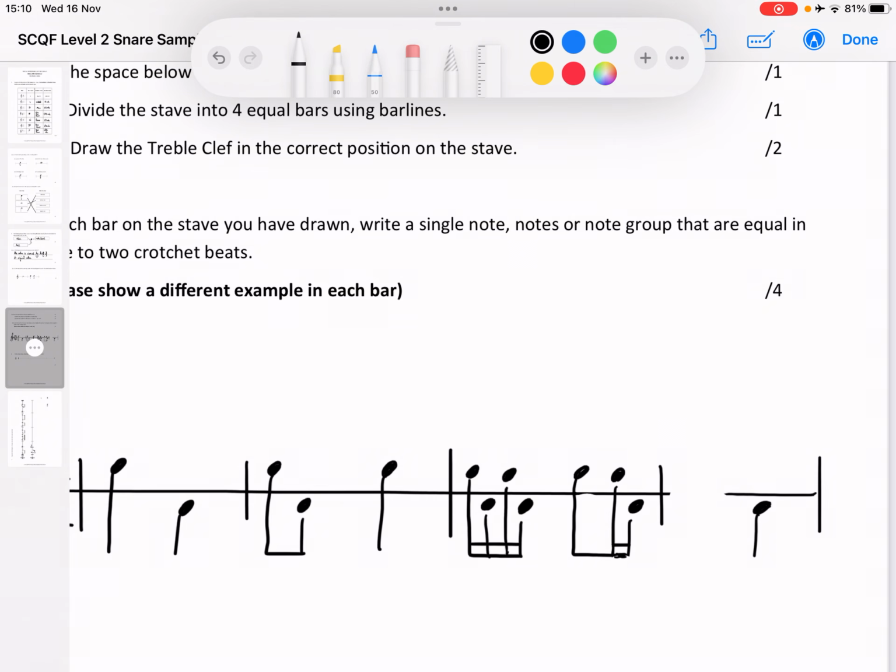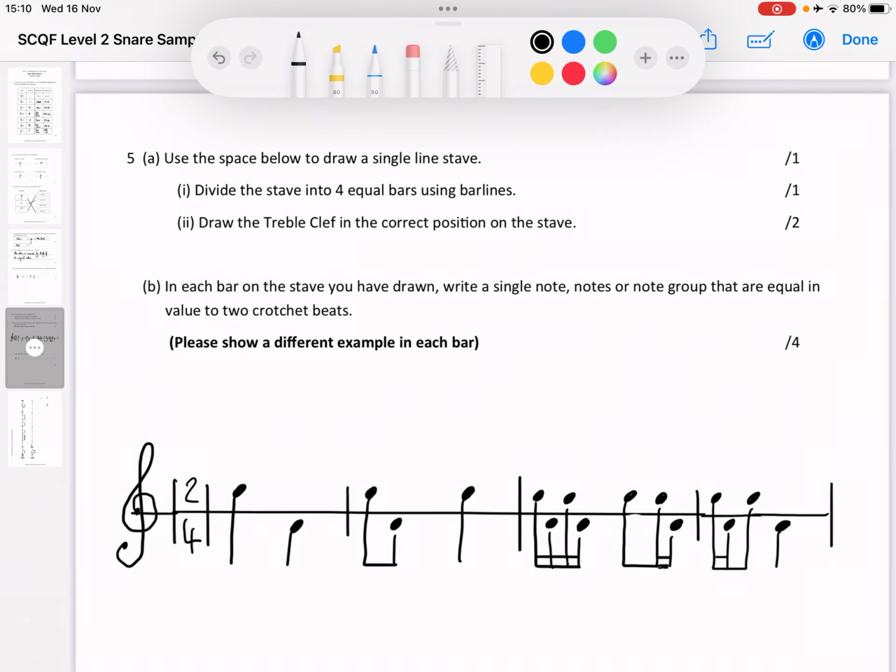So let me fix my one line stave, and then it was right, left, so semi, quaver, done. And that's it.